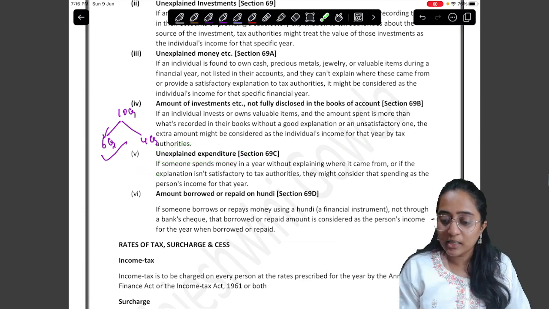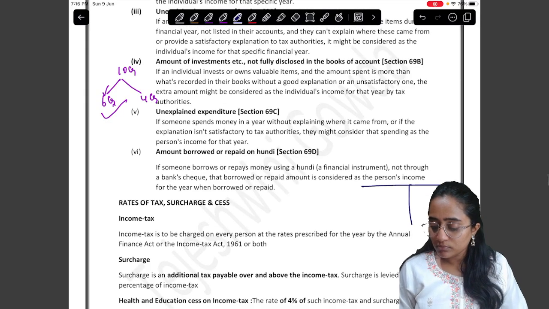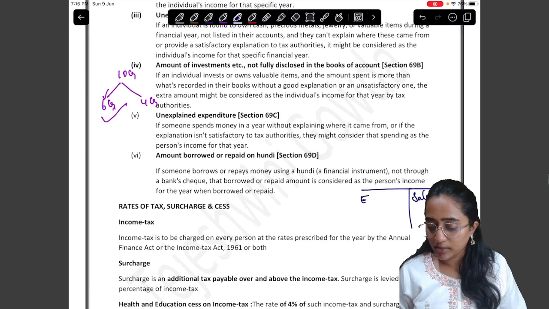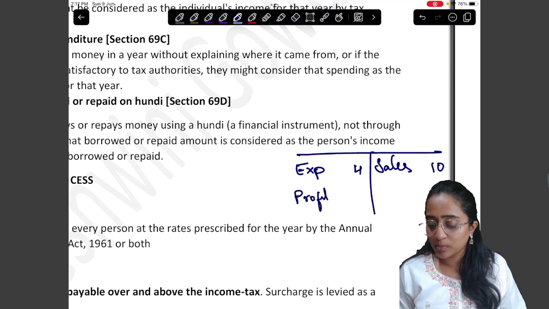Next, unexplained expenditure. See, people, in order to understand this unexplained expenditure, let's consider your sales is 10, your expense is 4. How much is your profit going to be, people? Profit is going to be 6, correct?